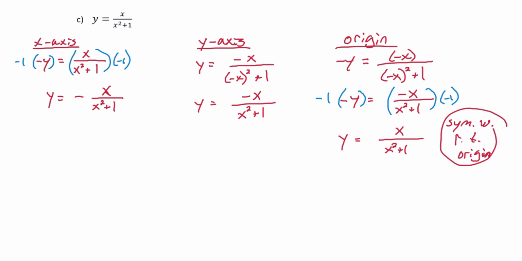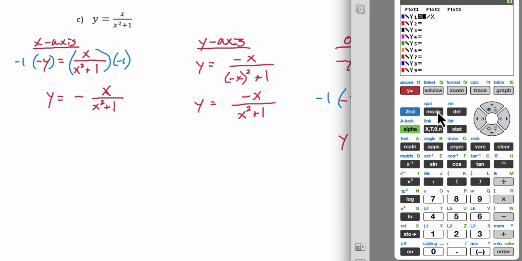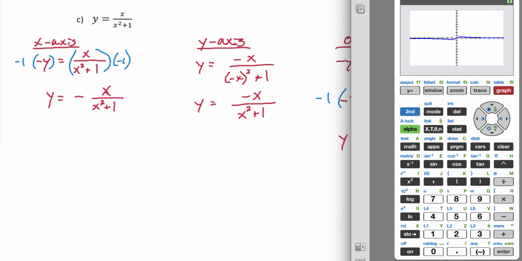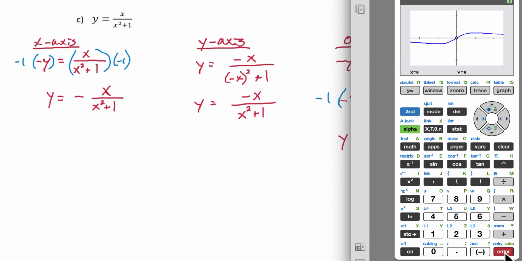Again, we can confirm this by graphing it. Go to y equals. We'll type in what we have. We have x divided by x squared plus 1. And when we graph it, we're looking for symmetry about the origin. Maybe a little bit harder to see. We can zoom in a little. And it does appear to have symmetry about the origin.